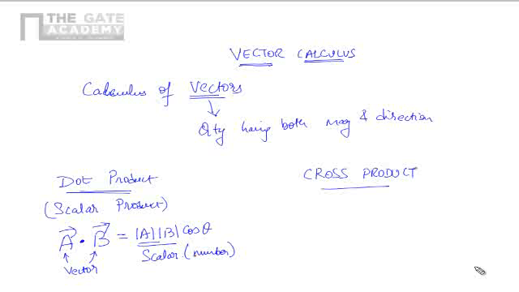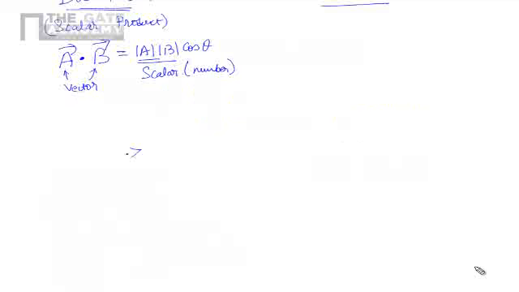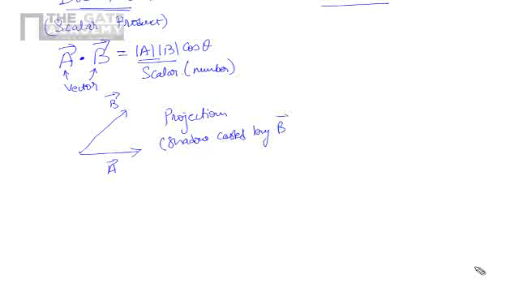Now why I am interested in doing this is, let me say that this is my A vector, this is my B vector. I want to know the projection of B vector on A vector. Projection, in common language, is the shadow cast by B on A, or in technical language it means the component of B vector along A vector is what we are trying to find. This is the angle theta.